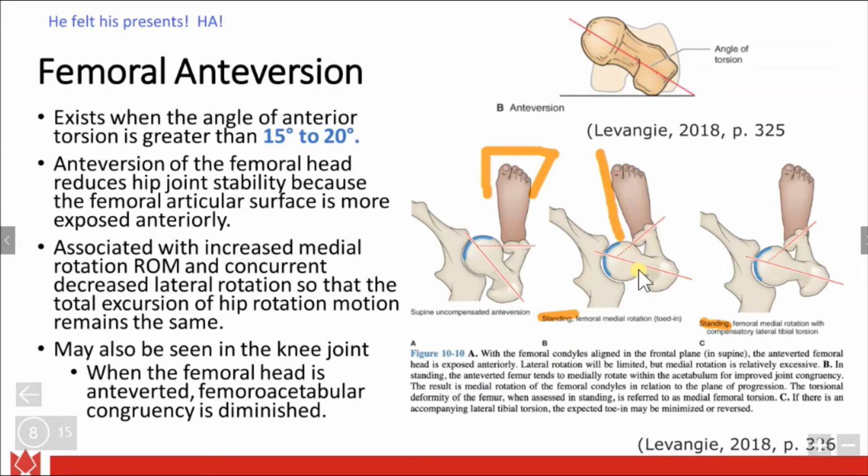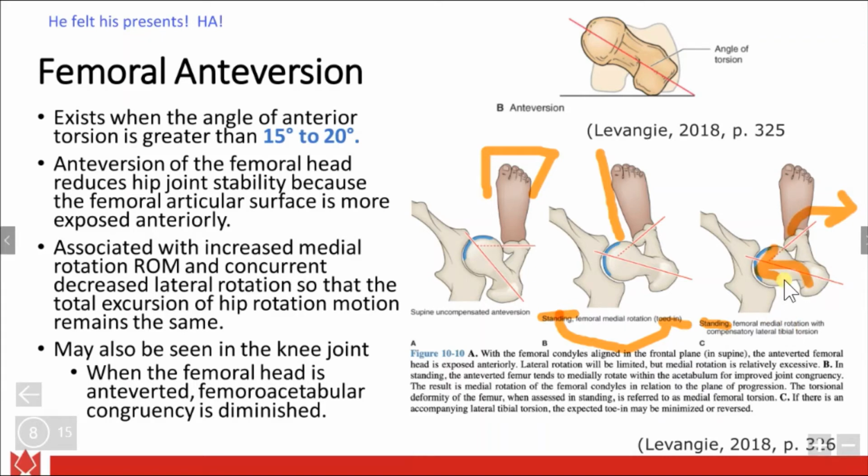If there's excessive anteversion, generally we associate that with being toed in. Now you could compensate, and in this case what occurs here is you're getting tibial external rotation to compensate for the hip internal rotation.